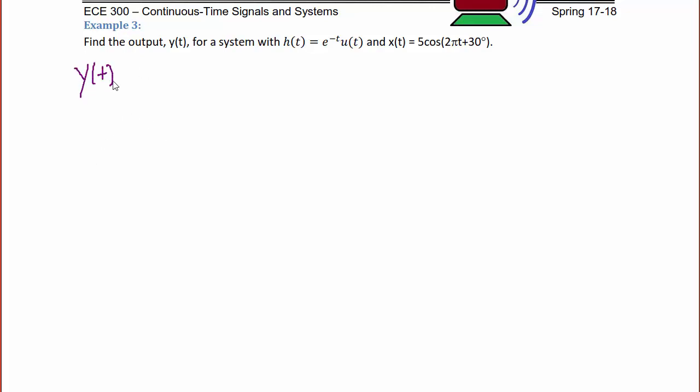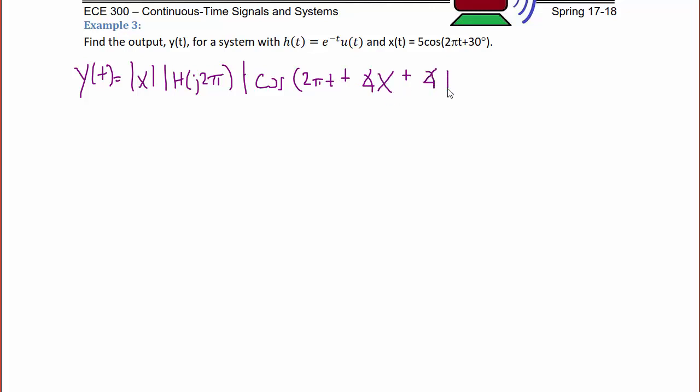y of t is equal to the magnitude of x times the magnitude of h of j 2 pi times the cosine of 2 pi t plus the angle for x plus the angle for h of j 2 pi.